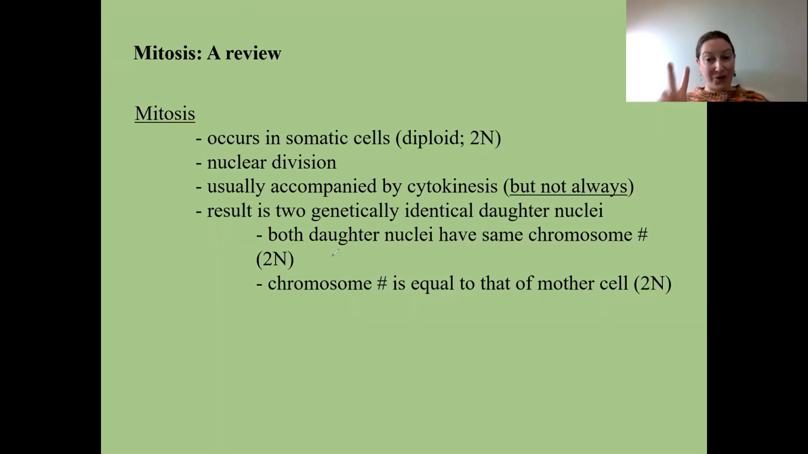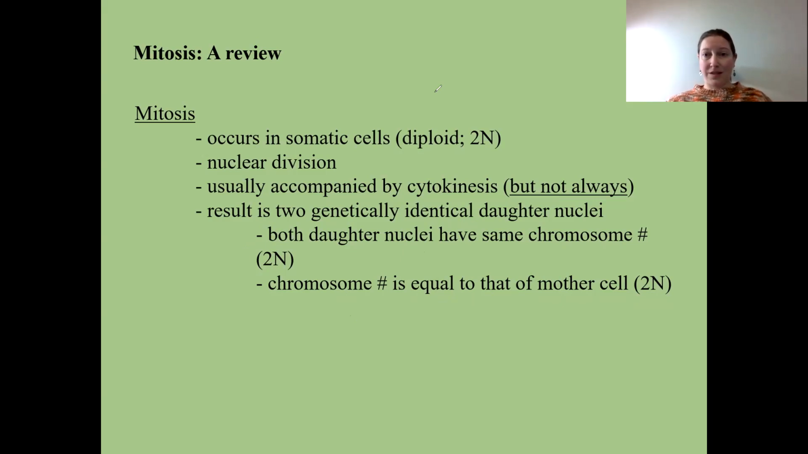Two genetically identical daughter nuclei. Both of them have the same chromosome number. Both of the nuclei that are made are going to be 2N. And not only that, the two nuclei that are made are going to have the same number of chromosomes as the mother cell that it came from, 2N. So this is looking at these words.